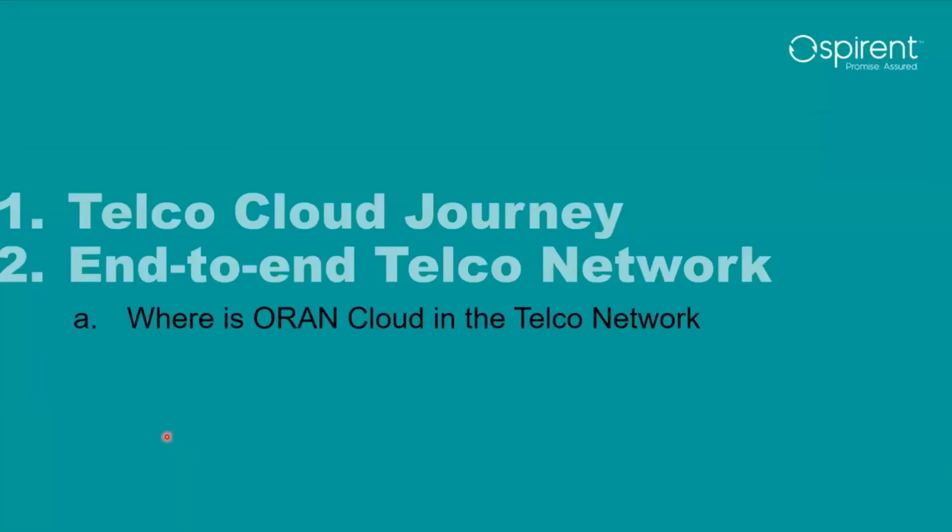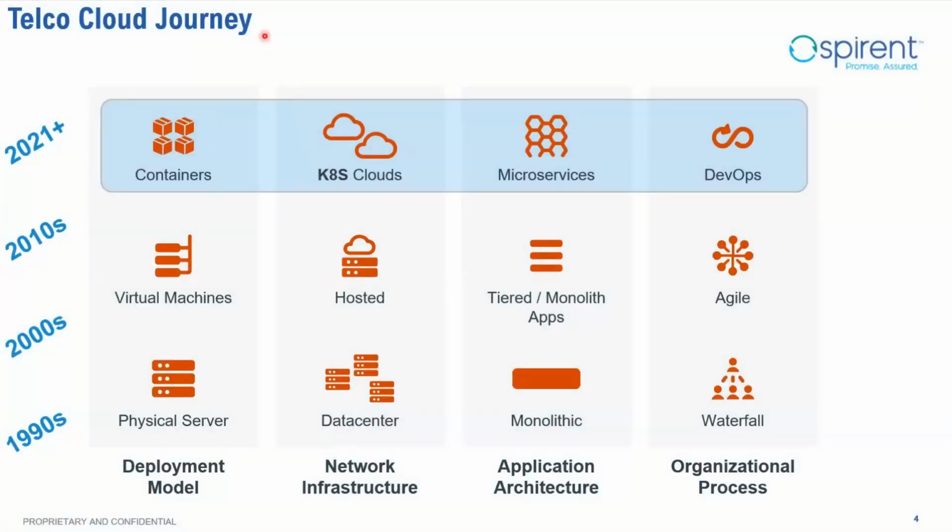We're going to start with topics 1 and 2, the telco cloud journey and the end-to-end telco network. So the telco cloud journey: if you look back in the 90s, they used to deploy physical hardware. You might have seen the physical router, firewall. I don't know how many of you have seen the physical hardware. It used to be rack mounted, connected using cables, powered on, and each physical hardware configured individually. That used to be in the late 90s.